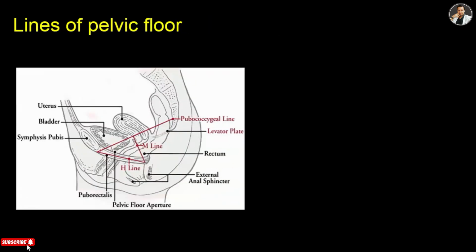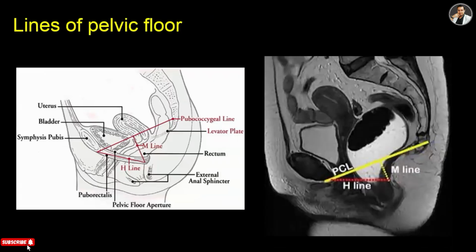Now, lines of the pelvic floor. There are 3 lines of the pelvic floor that radiologists actually use to diagnose the pathologies. These lines are the pubococcygeal line, which is the main line, and then the H line and the M line.